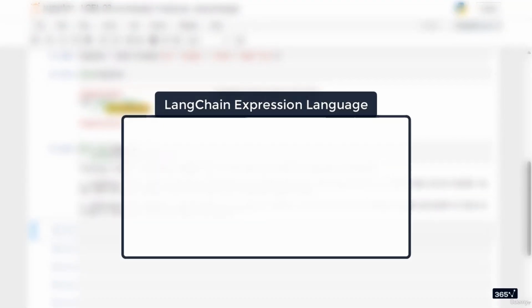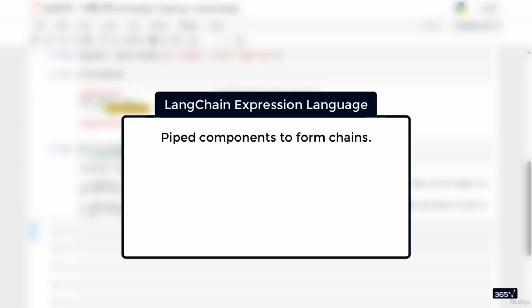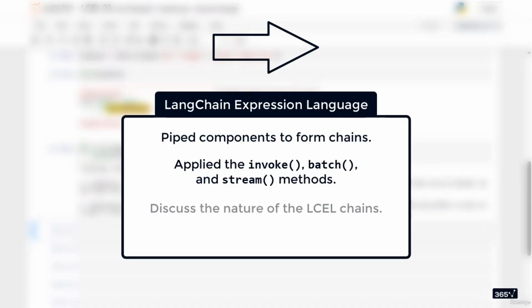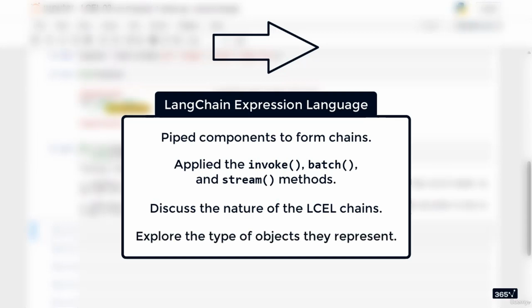Great job, everyone! We've laid the foundation of the LangChain Expression Language. We learned how to pipe components to form chains and how to apply the invoke, batch, and stream methods. What follows is a technical but essential discussion on the nature of the expression language chains and their building blocks, exploring the types of objects they represent. See you in the next lesson!